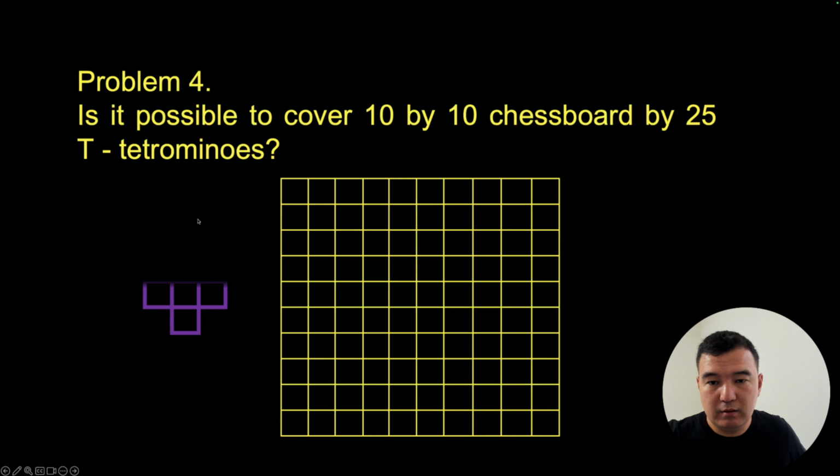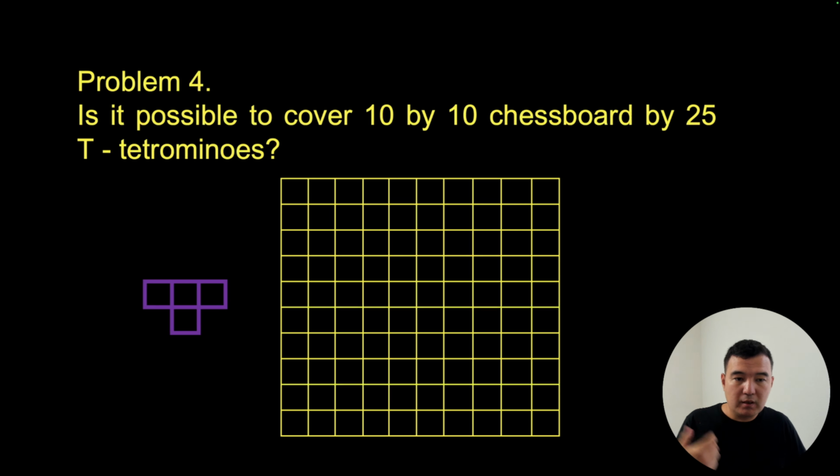And the final problem is it possible to cover 10 by 10 board by 25 T-Tetrominoes? So here is the board again. We have T-Tetrominoes in this shape, like Tetromino. It has 4 cells. So for this problem, you can just imagine different types of paintings of the board and then try to come up with some kind of contradiction. So the answer is obviously no, but how you prove it?